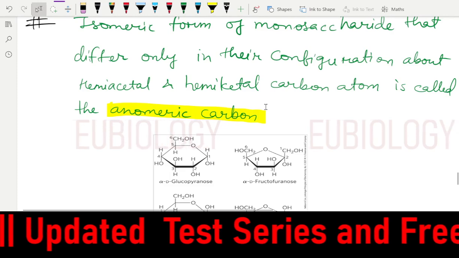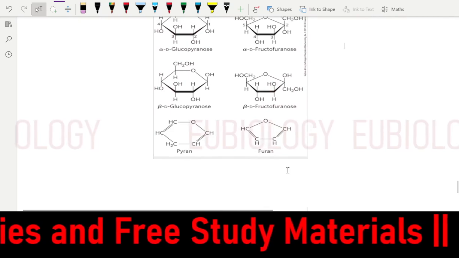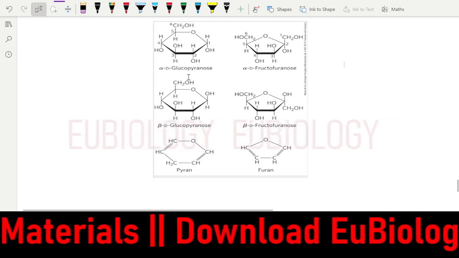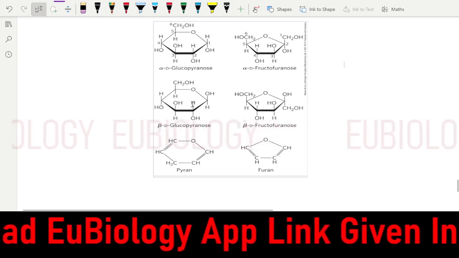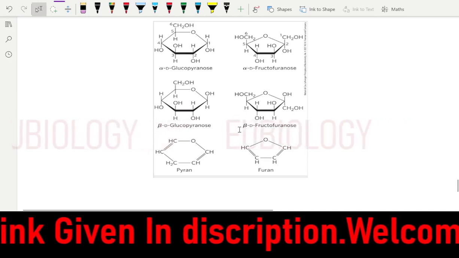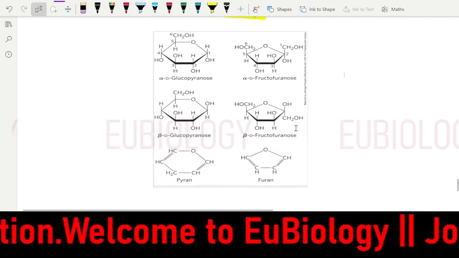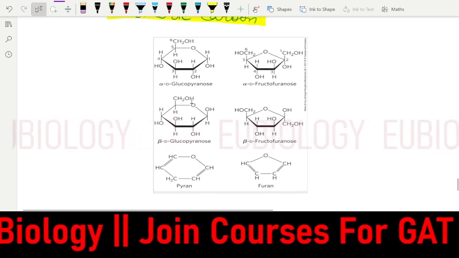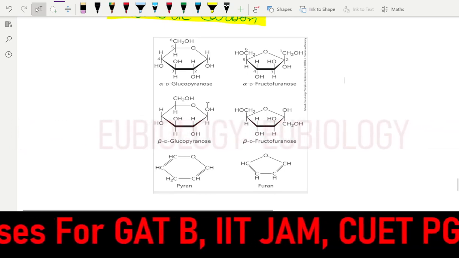And now I just want to show you the pyranose and furanose rings. So you can see this is a fructose. This is alpha D glucopyranose, alpha D fructofuranose. Okay. So this is a beta D glucopyranose and this is a beta D fructofuranose. Why are we saying one is alpha, one is beta? Can you find the differences in that? What difference did you find in that?